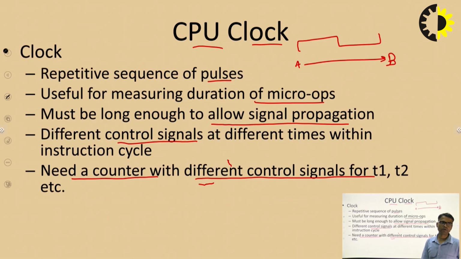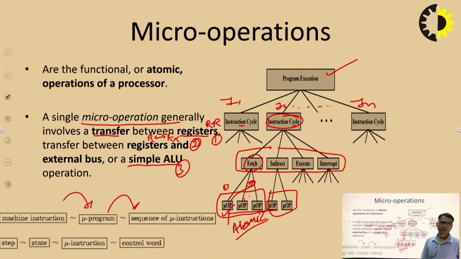Now let's have an example. So we already know that there are sub-cycles within an instruction, that is fetch, indirect, execute and interrupt. Okay, let's see in detail how these individual cycles are broken into micro operations.